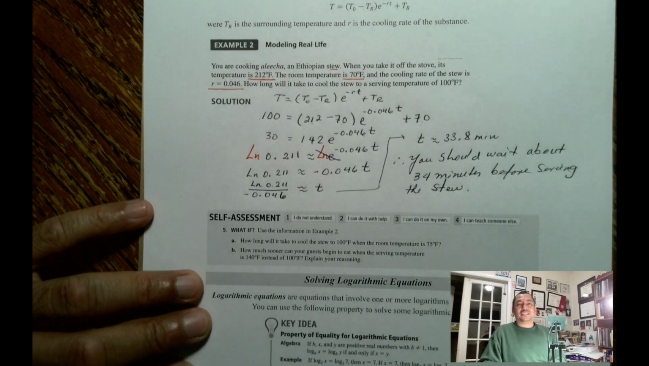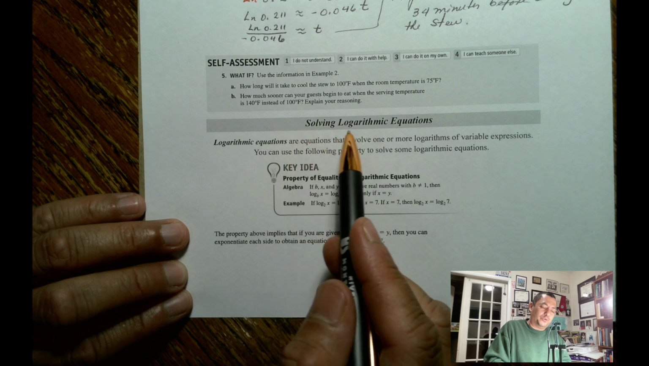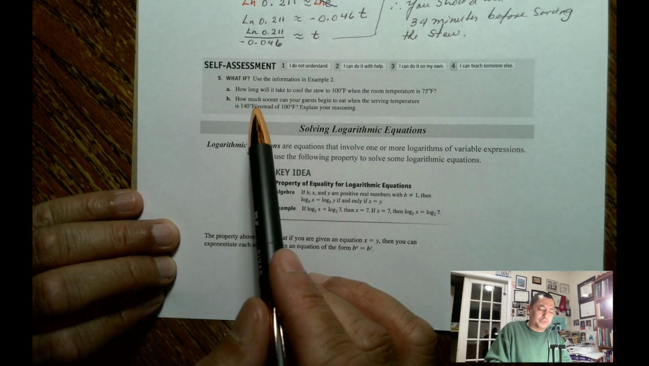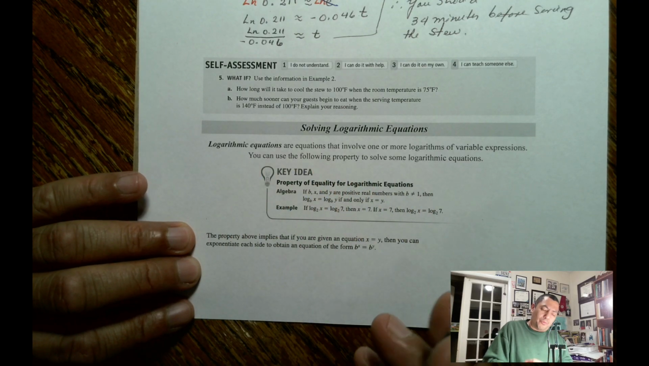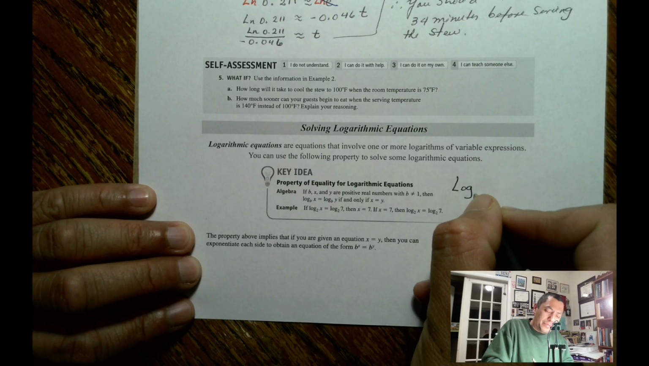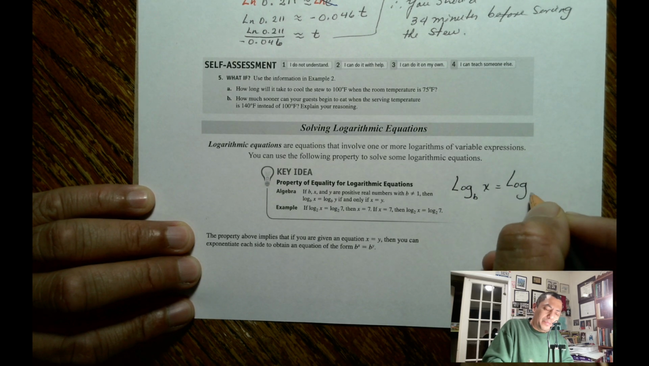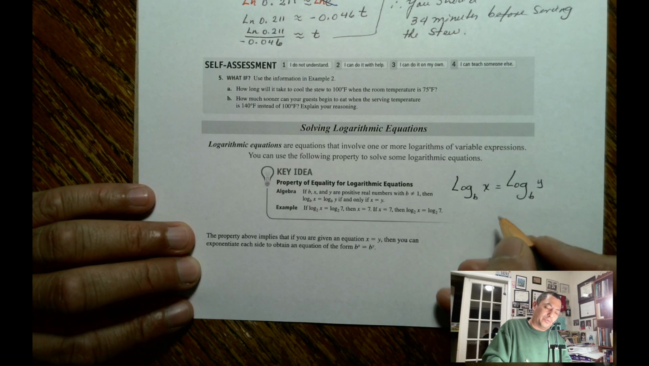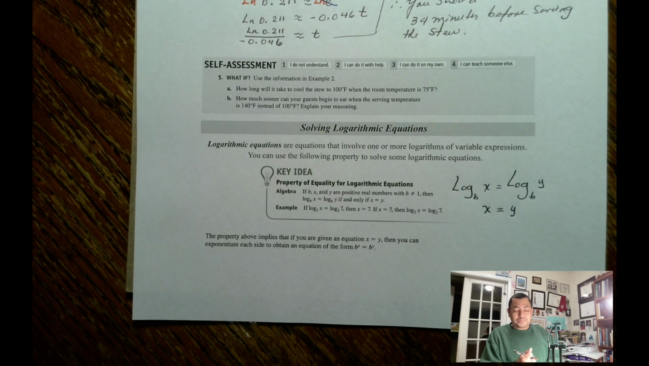Okay, that's example 2. We're moving to example number 3, but before that we need to solve logarithmic equations. Self-assessment, we're going to work that one in class. Logarithmic equations: pretty much the same situation. I need log base b of x equals log base b of y. The bases need to be the same in order to have x equals y.